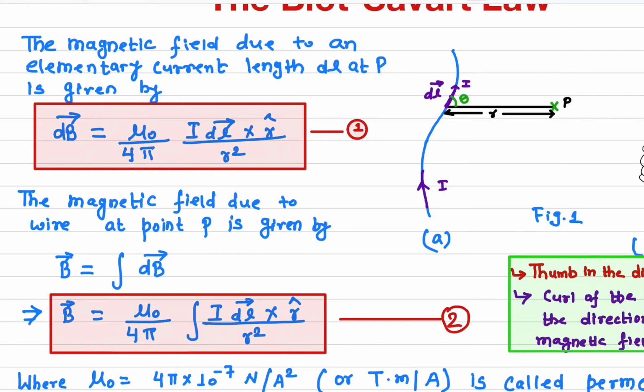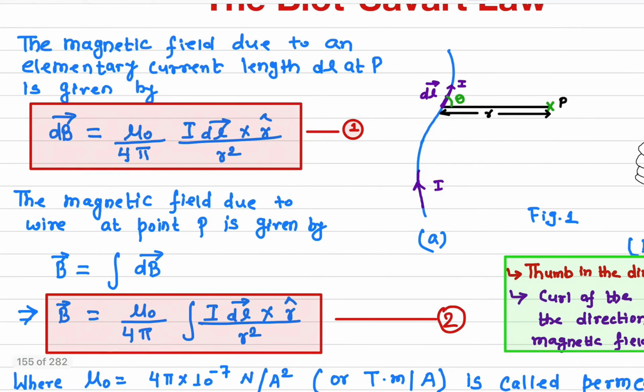So once you know the magnetic field due to this tiny length, then we can find out the magnetic field due to this entire wire at this point P. And how do we do that? We can divide this entire wire into tiny segments or elementary lengths here, for example this length here, and find out the magnetic field due to all these tiny lengths. All right, and add them together. Or in other words, we can find out the total magnetic field just by integrating this elementary magnetic field.